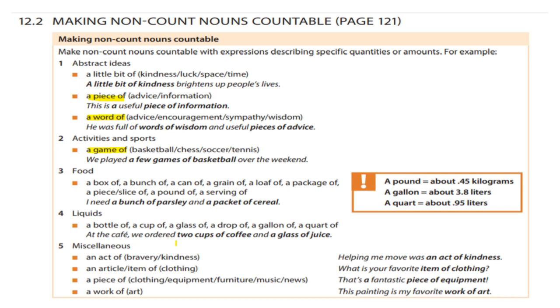And there are many more uncountable nouns like bravery and kindness. You can use an act of in front. For clothing, you can use an article of clothing, an item of clothing. For clothing again, and equipment, furniture, music, and news, you can use a piece of. A piece of equipment, a piece of news. For art, you can use a work of. A work of art.